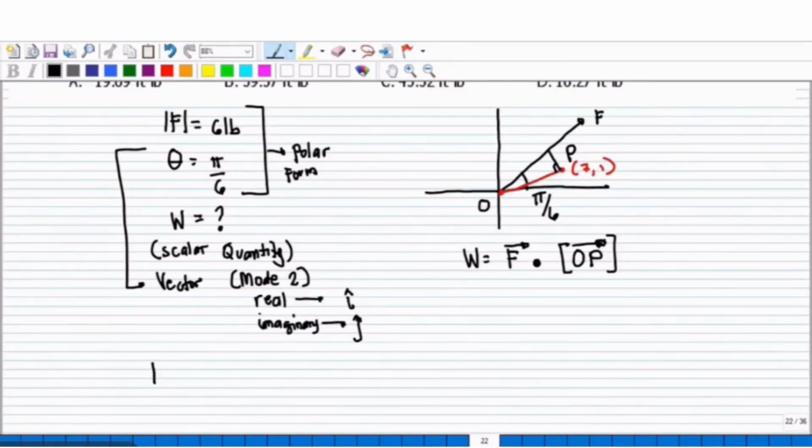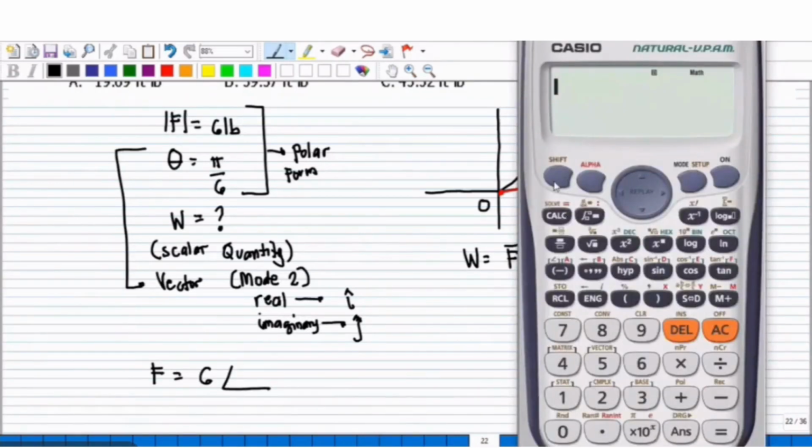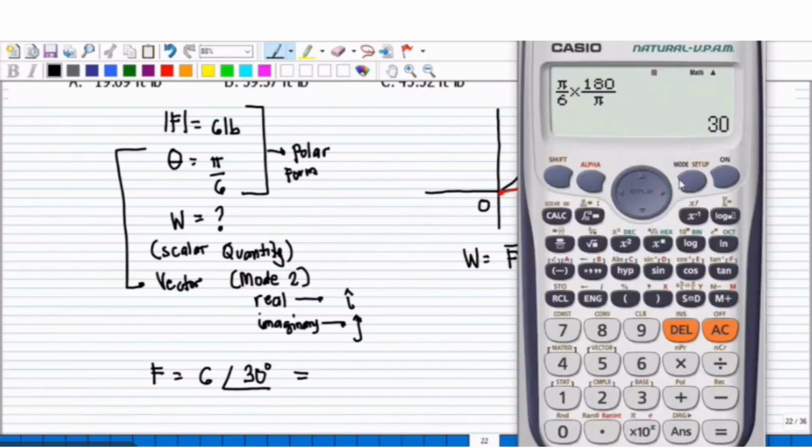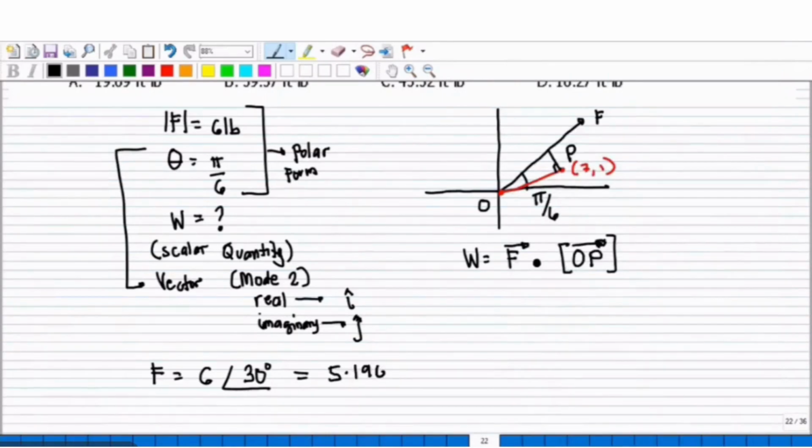So, therefore, F now is equal to 6 bar angle. Okay, so, pi over 6 is, ilang degrees kaya ito? So, that is 180 over pi. So, 30 degrees. Ayan. 30 degrees po. So, that is what? Okay, in rectangular mode 2. So, 6 bar angle 30. So, this is 5.196 I plus 3 J.